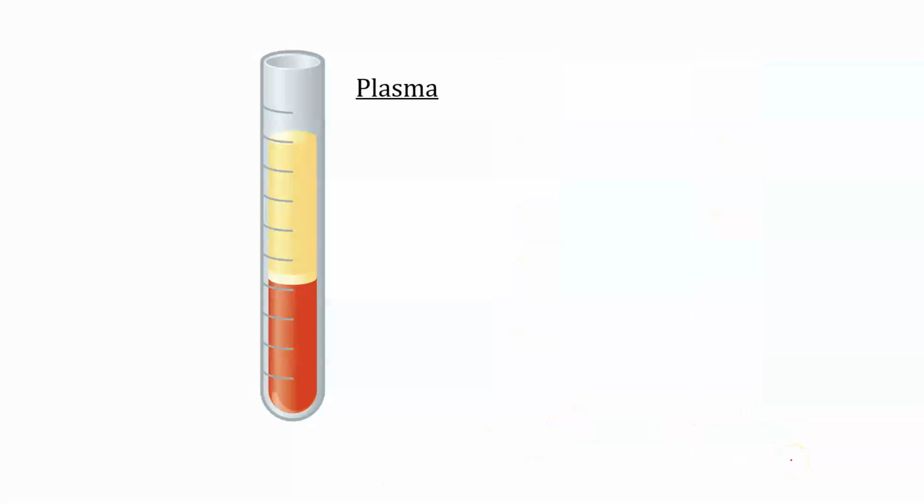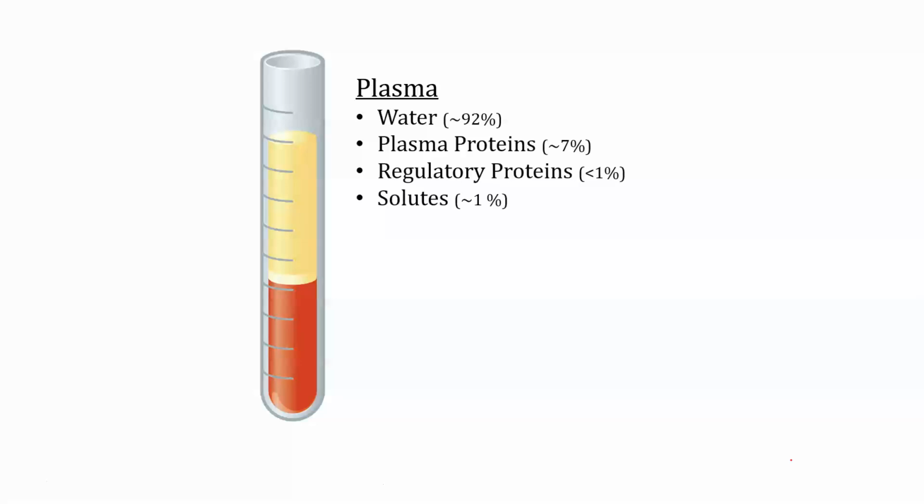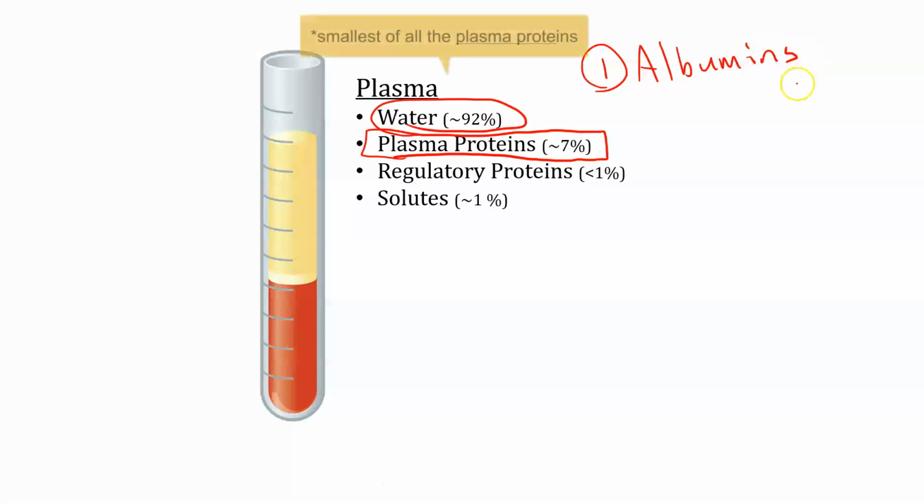Now, if we were to look at the plasma and see what kind of things are to be found in it, this is the breakdown. A majority of it's just water. Then there are what we call plasma proteins. There's basically three main categories of these plasma proteins. There's what we call albumins. And these are the smallest of all of the proteins, and they are also the most abundant. They have a couple of different effects. One of the things that they do is they help you retain fluid.